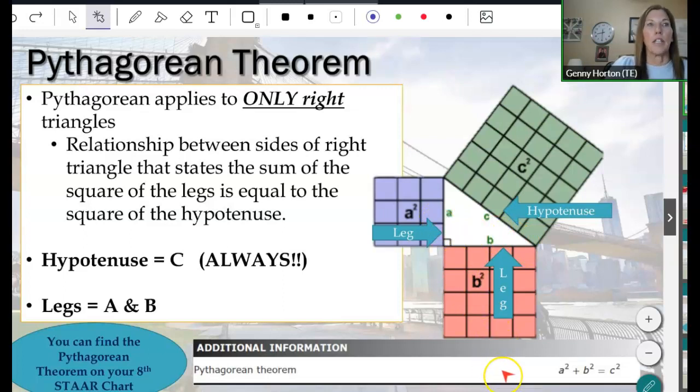So here's the theorem. This is on your formula chart or your STAAR reference chart for 8th grade math. It states A squared plus B squared is equal to C squared. So you can see if this side length is 3, you square it, you get 9 squares. This side length is 4, you square that and you get 16. When you add those together, you get 25. And this side length is 5, and 5 squared is 25. So that's how it works. Today's focus is just on modeling that.